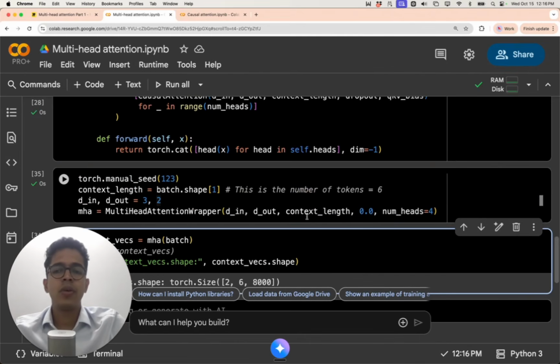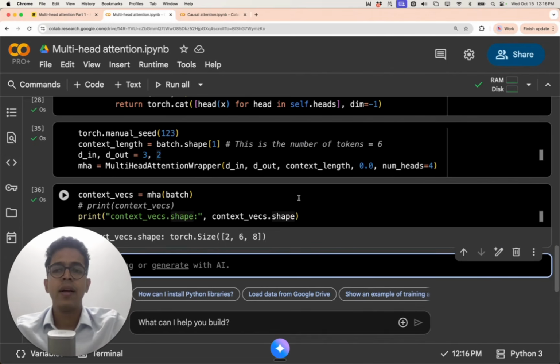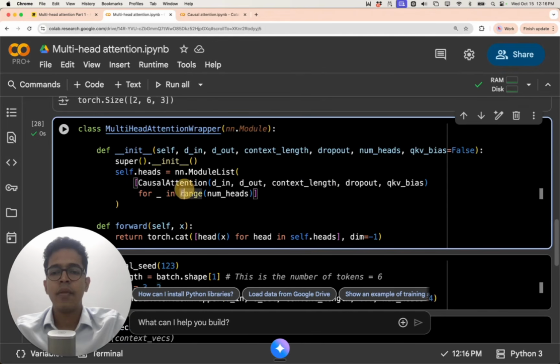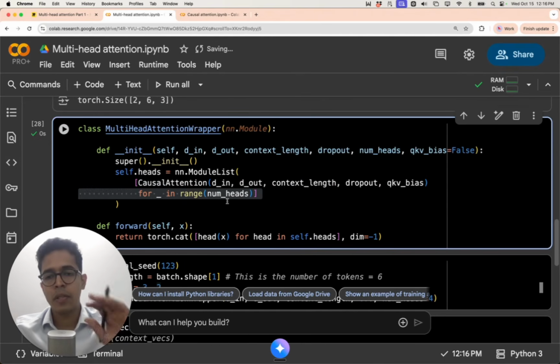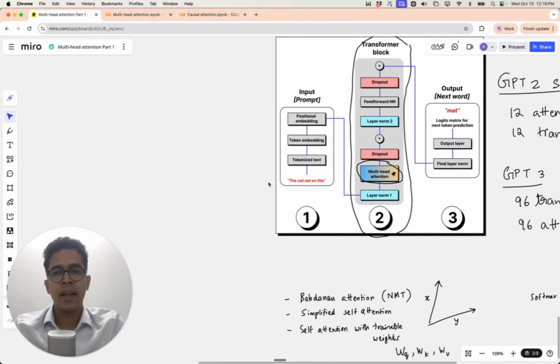The best way to track this is you simply keep a timer before and after execution, and this timer will tell you how much time it took for you to run. In the next lecture, we will see how we can do this without using this for loop, just by using simple matrix multiplication. So I hope you understand the idea of multi-head attention.